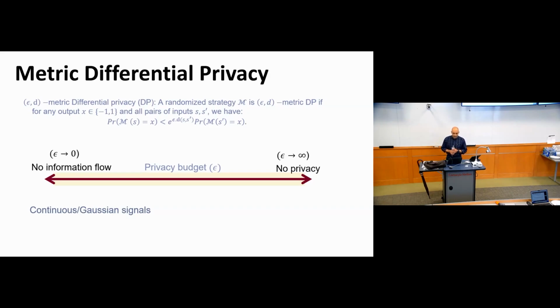For signals that belong to a metric space, that e to the epsilon constraint is going to become looser and looser as the pair of signals that you have in mind as input to your algorithm go further and further from each other. So it's not just e to the epsilon, it's e to the epsilon times the distance between pairs of signals when you're thinking about how differential privacy constrains your output. That's the notion that we're going to apply when we are analyzing the continuous signals.